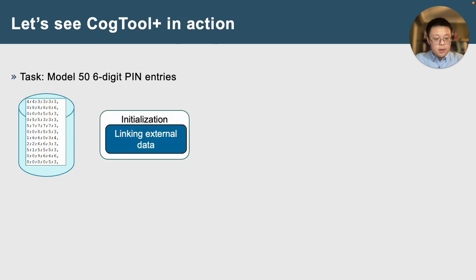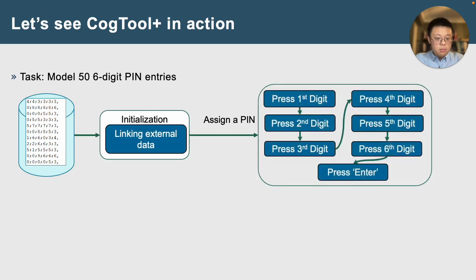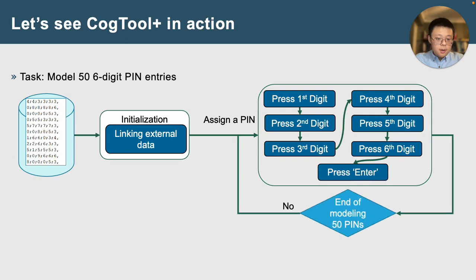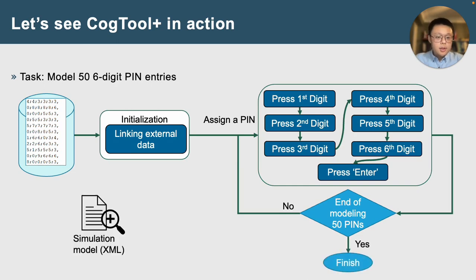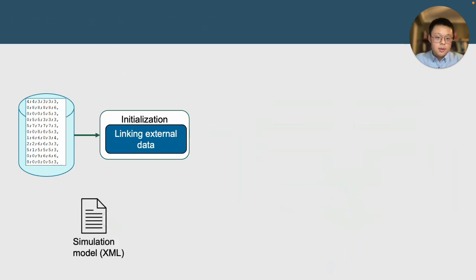What are we modeling? The first step is to link 50 PINs saved in an external file. Then for each PIN, we need to model the user interaction of pressing 6 digits, followed by pressing the Enter key. The next part is to determine if all PINs have been modeled. If not, the program will assign another PIN to model.